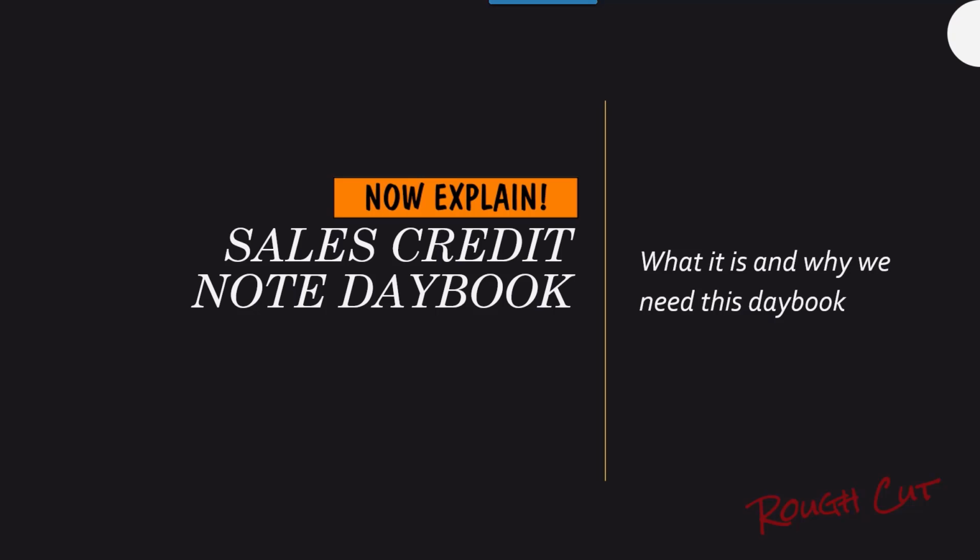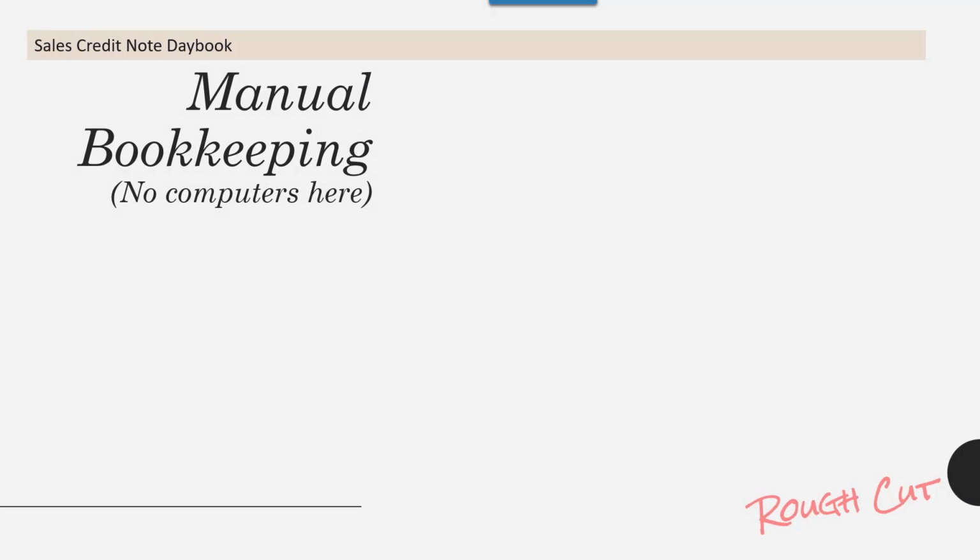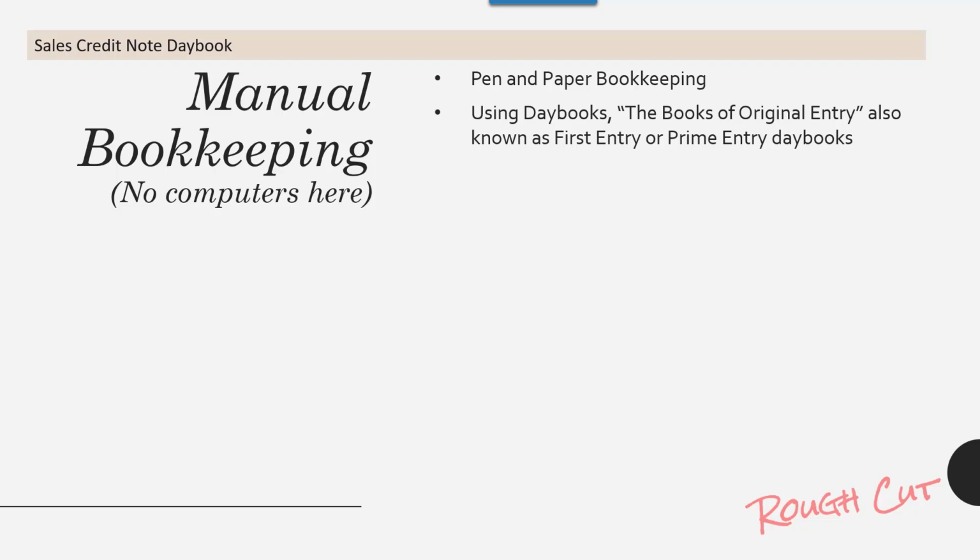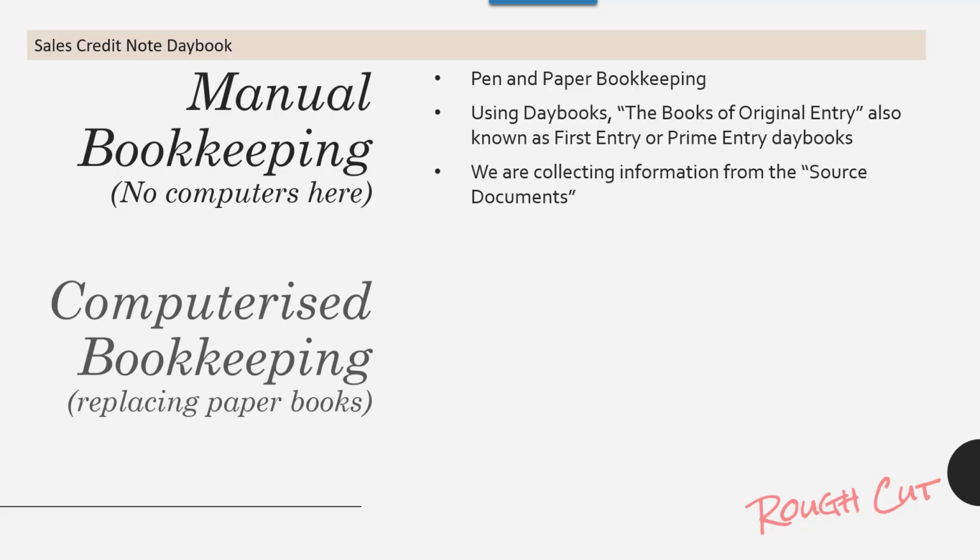So, now explain Sales Credit Note Daybook, what it is and why we need this daybook. A manual bookkeeping system where there's no computers, pen and paper bookkeeping, using daybooks, the books of original entry, also known as first entry or prime entry daybooks. We are collecting information from the source documents.